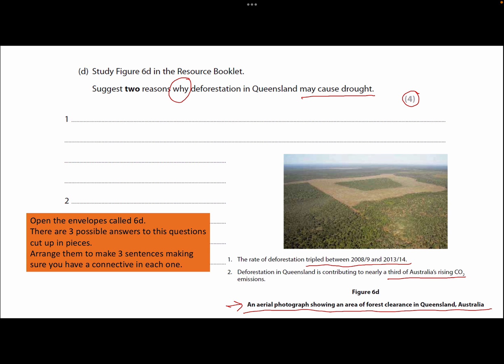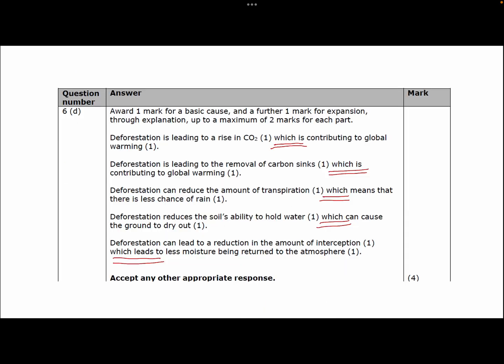So in class when I did this, I gave the children lots of answers, but they were all cut up into sections and they had to figure out what the statement was, what the connective was, and then what the explanation was, and they had to piece it all together. Because I can't obviously do that here, I'm going to show you the mark scheme.